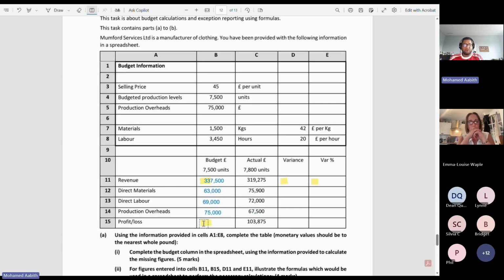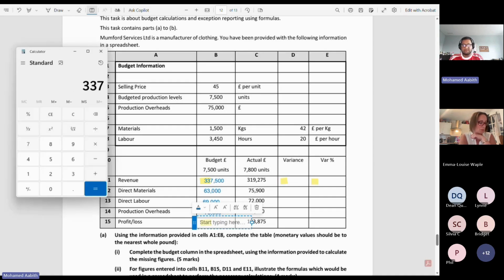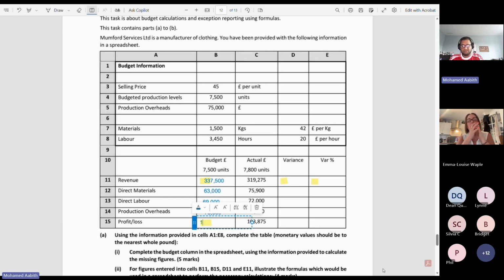And what is your profit and loss in this scenario? I'm going to say 337,500 minus 63,000 minus 69,000 minus 75,000, which is 130,500. 130,500 is my budgeted profit figure. So what we now have to do is fill out the rest of the boxes.